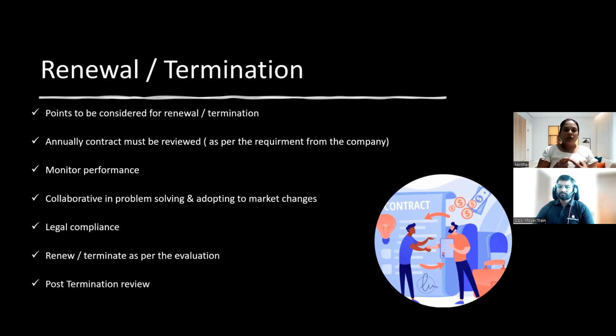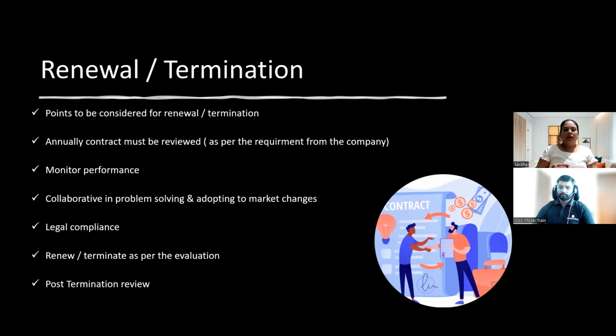You will have to look into the geographical law, and there are so many parameters that you will have to look into. And like I told, background verification of the resource. So these are all part of the legal and HR. After all these activities are done, you will decide whether you will go with the same vendor or terminate the vendor.